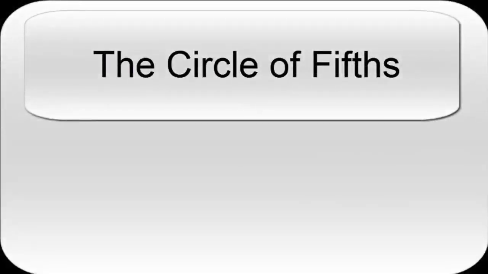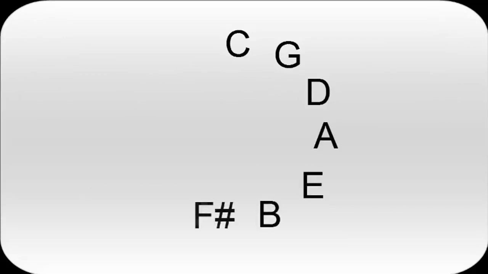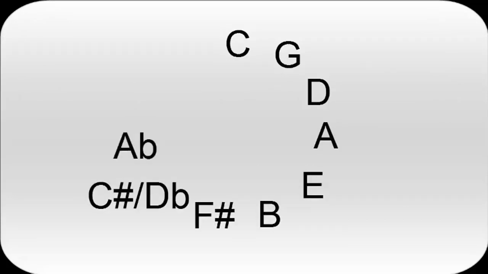The circle of fifths, shown on the screen here, is actually quite simple. Starting on C, we'll take the C major scale, we'll move to G, because G is the 5 of C. Then we move to D, being the 5 of G, A, which is the 5 of D, then E, which is the 5 of A, then B, which is the 5 of E, and so forth, and eventually it'll take us all the way back around to C.